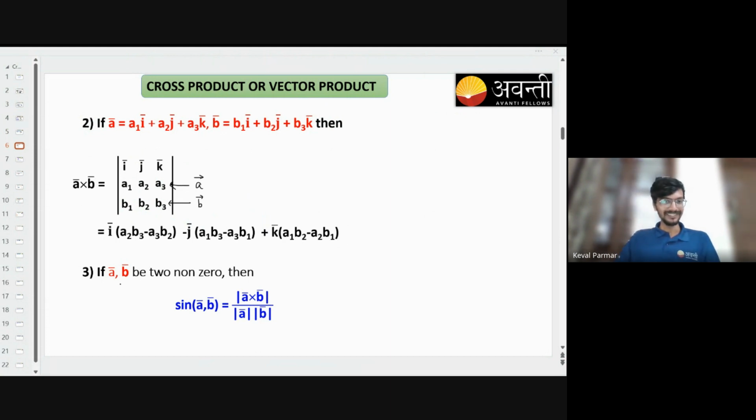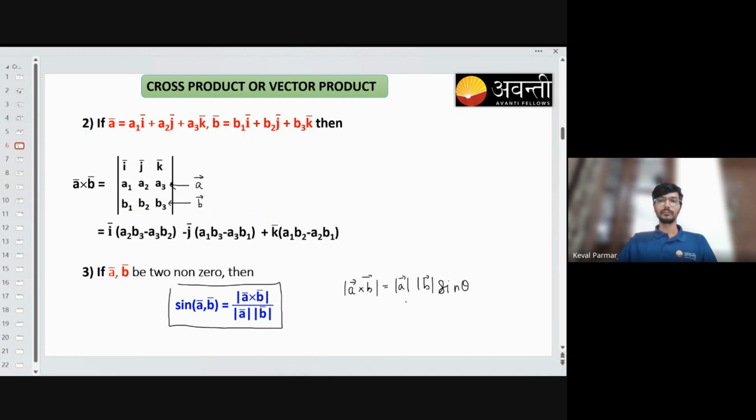Now, here, this is a derived formula. Why? Because we know that mod of A vector cross B vector is mod A mod B into sine theta. So from here, I can get sine theta as mod of A vector cross B vector upon mod A into mod B. Correct? We will rarely use this formula. There is no need to remember this formula.